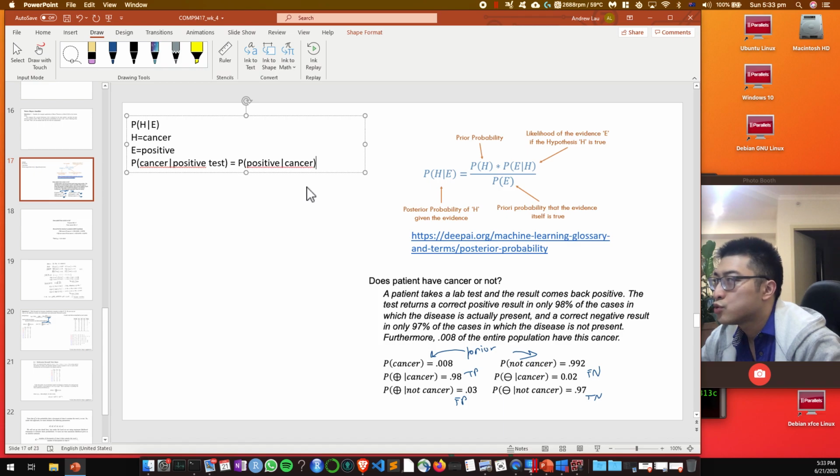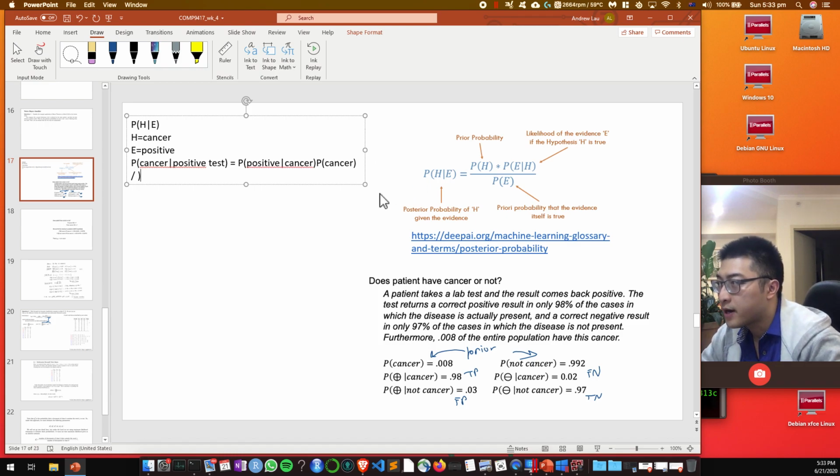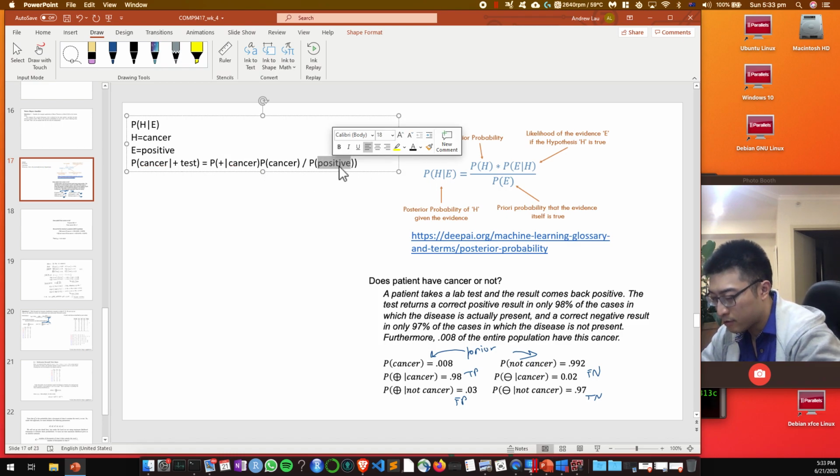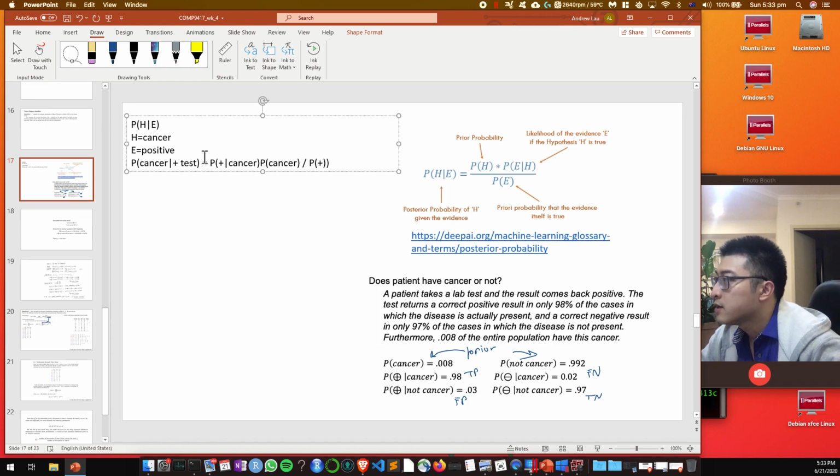Hold on, have I done this right? Oh yeah, sorry. E given H, and then the prior for cancer. And then we want to divide this by the probability of it being positive. I'm just going to change notation here. So I'm butchering the notation a little bit, just bear with me. Cool. So we apply Bayes theorem, and then we get something like this.